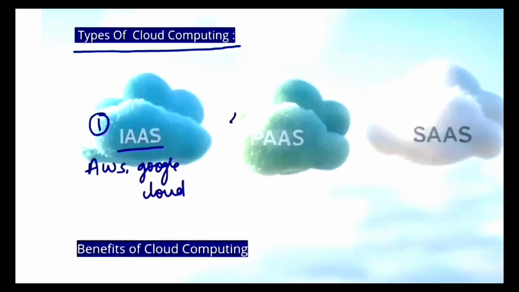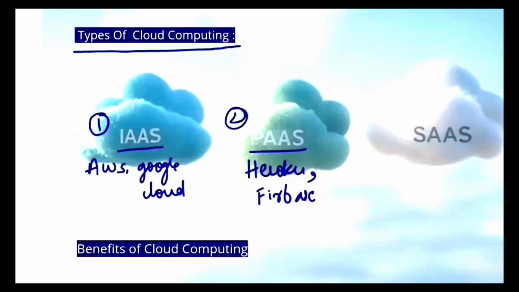The second type is PaaS, that is platform as a service. Examples for this are Heroku or Firebase. These are examples of platform as a service. Using this, we can develop apps without worrying about managing servers.